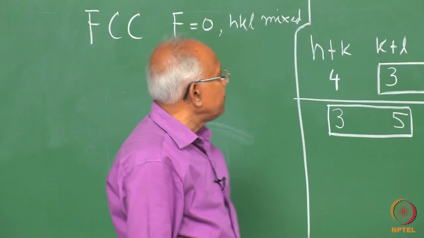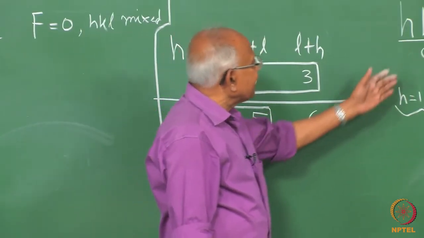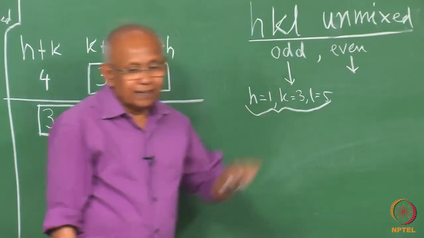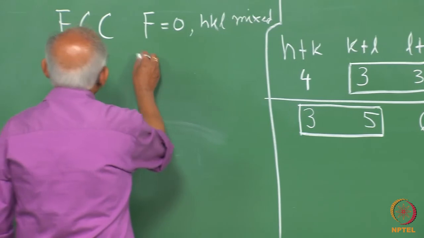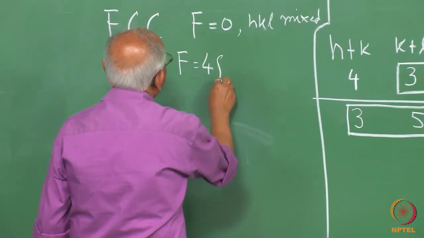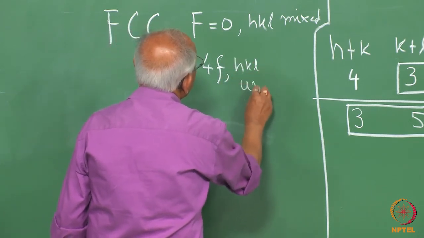So, we see that when H, K, L are unmixed quantities, whether all of them are odd or all of them are even, the 3 terms in this expression, each one of them becomes equal to 1. So, as a result, capital F becomes small f multiplied by 4. So, here F becomes equal to 4 times small f when H, K, L are unmixed quantities.